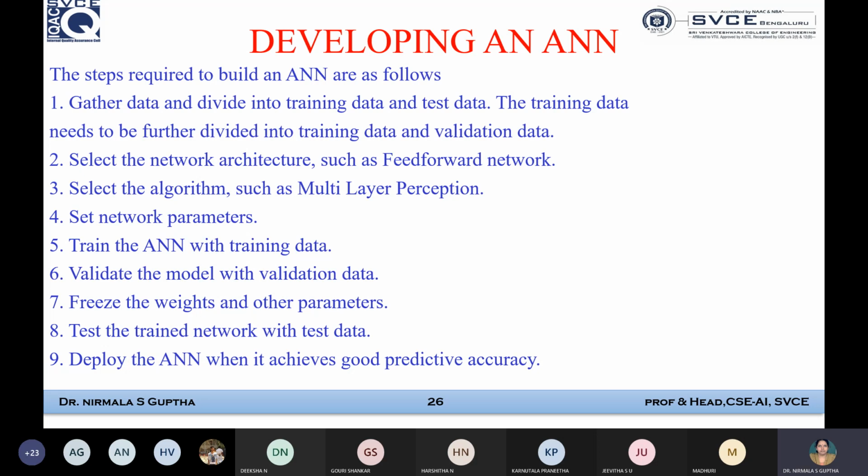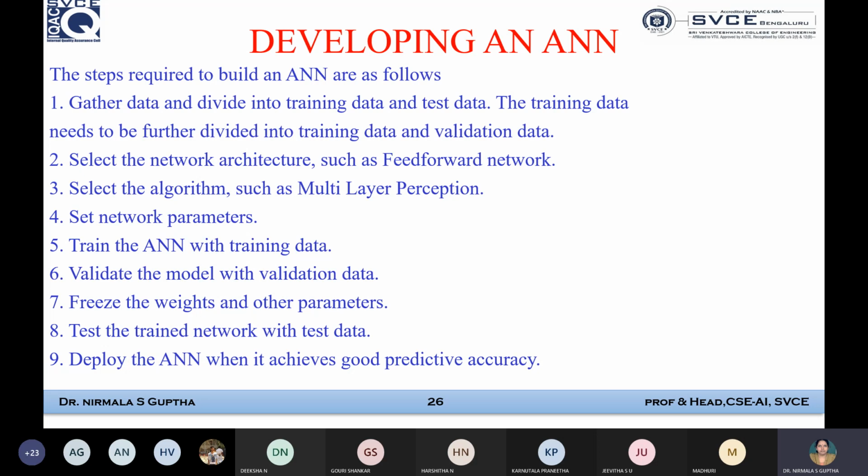The second one is to select the network architecture, such as a feed forward network, and we need to apply an algorithm. While applying the algorithm, we select, as I said, multi-layer perceptron. So MLP will be used since most of the data mining platforms offer at least MLP to help us design, develop and implement the artificial neural networks, which is step number 3. Then after selecting the algorithm as MLP, we need to set the network parameters as step number 4.